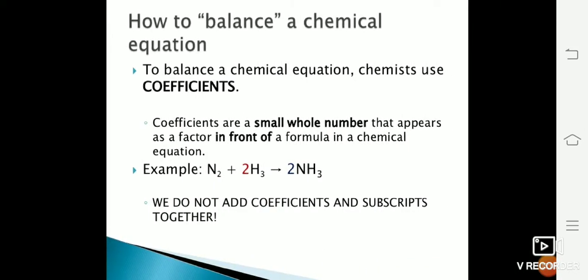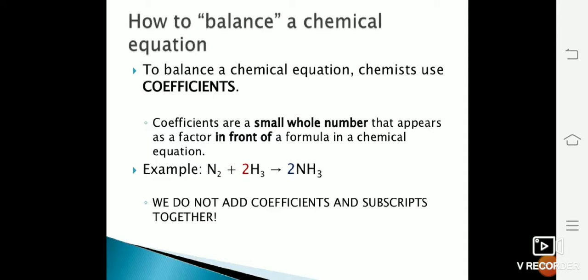Now here I have written some of the steps. If you want, you can copy it down. That will really help you and remind you about the steps which have to be followed to write a chemical equation. Now the first part is, to balance a chemical equation, chemists use coefficients. Now what are coefficients? We have learnt in mathematics. Coefficients are small whole numbers that appear as a factor in front of a formula in a chemical equation.